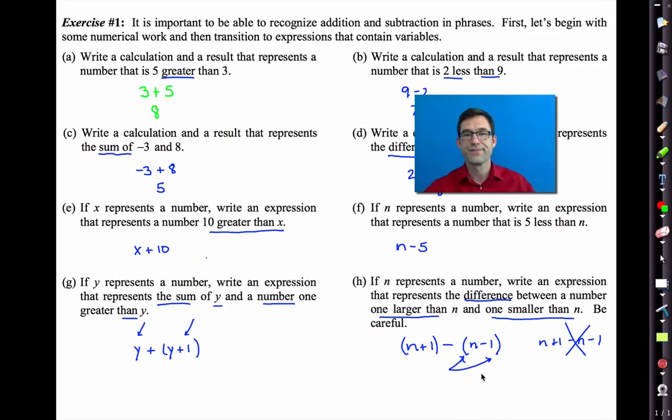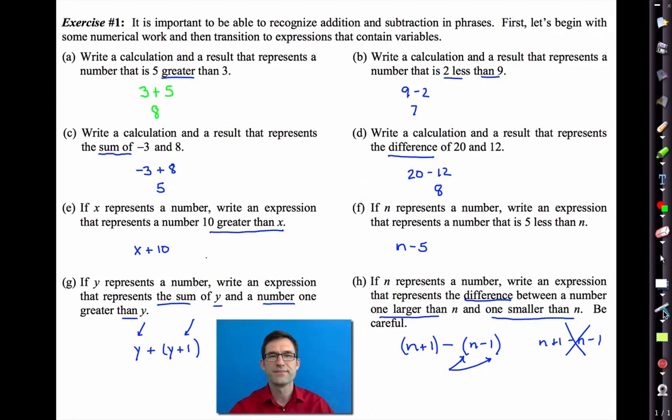Parentheses are key. Okay, so I really want you to think about what we did in those exercises, especially in G and H with the parentheses use. Very, very important. All right, and I am going to clear out the text, okay? So, copy down what you need to, pause the video.